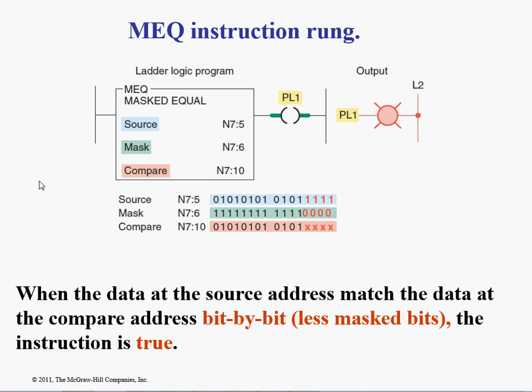So if I put all those limit switches on one card, I could say that when the data at the source location matches the data at the compare location minus the mask, because maybe I only got 8 limit switches and the rest of the card is doing something else, so I don't use those last 8. Then I'll let it come true. That tells me he's got the machine set up.